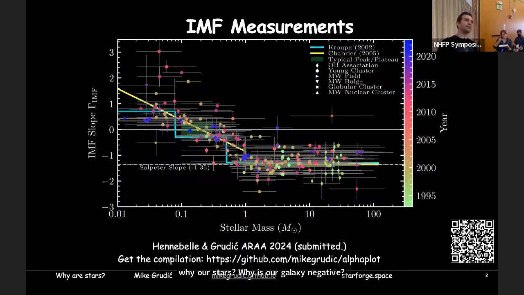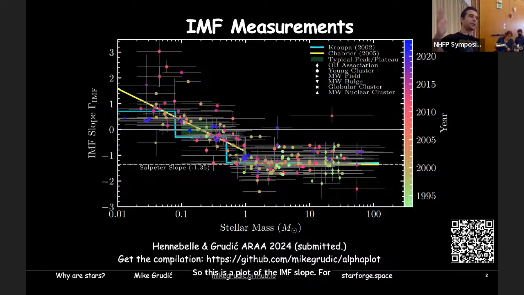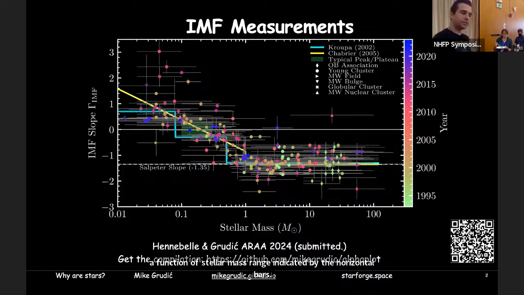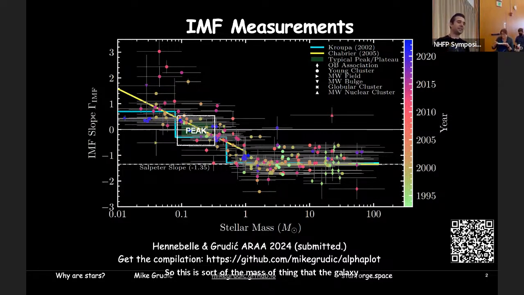So let's have a look at the IMF. This is a plot of the IMF slope for many different measurements in a compilation that I did, as a function of stellar mass range indicated by the horizontal bars. And you can see the Salpeter slope that it asymptotes to at large masses. And you get this characteristic peak stellar mass between about 0.1 and 0.3 solar masses. So this is the mass of thing that the galaxy likes to make in the interstellar medium.